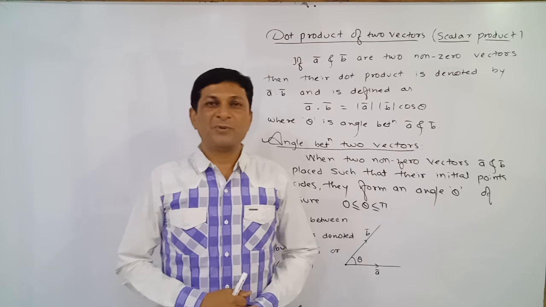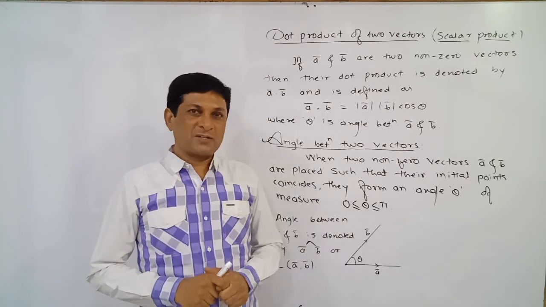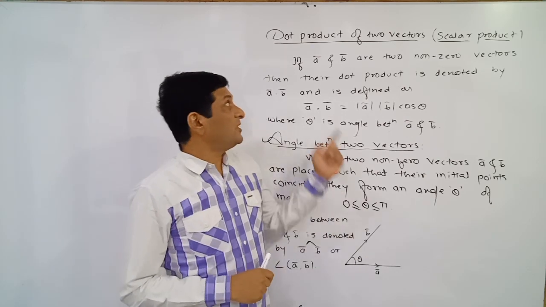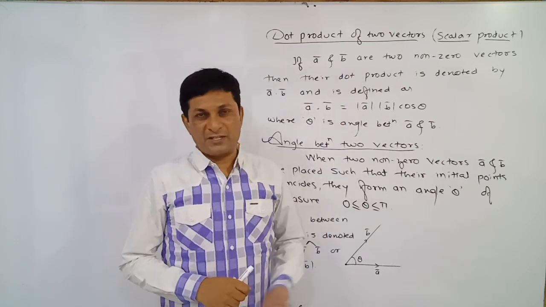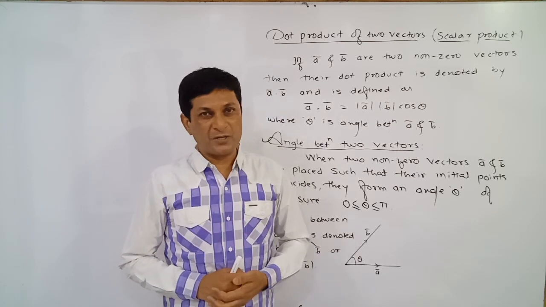Hello friends, today we are starting the very important article from this chapter, that is the dot product of two vectors. Now if a bar and b bar are non-zero vectors, when can we say that vectors are non-zero? If their magnitudes are not equal to 0.